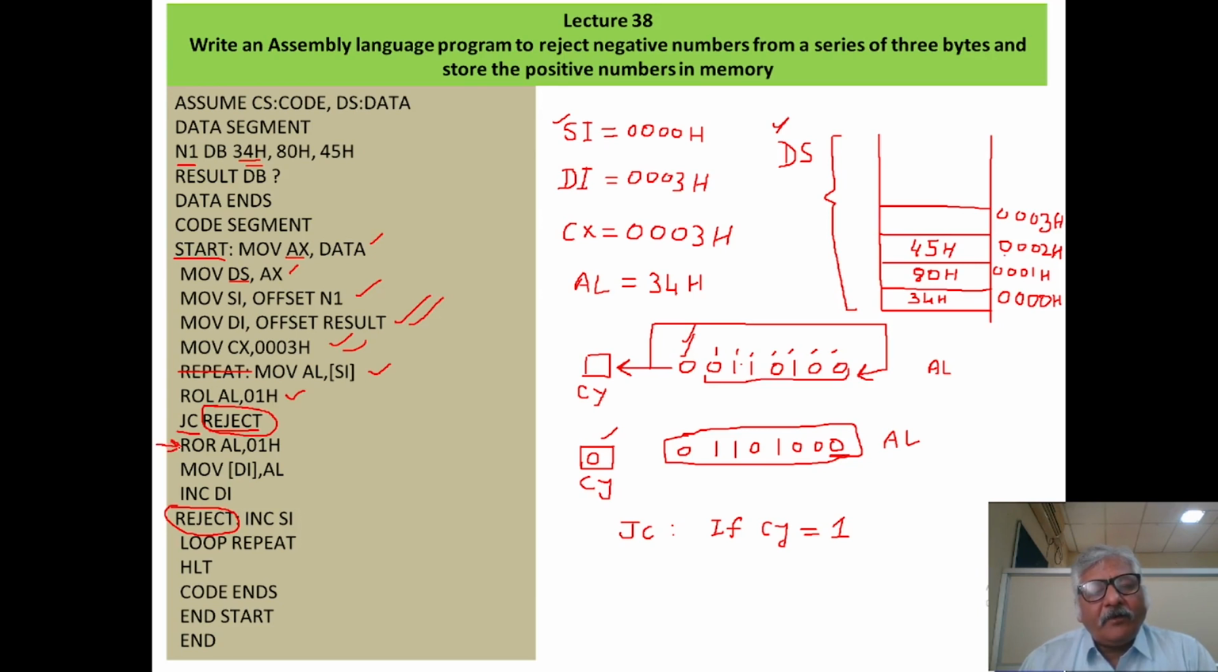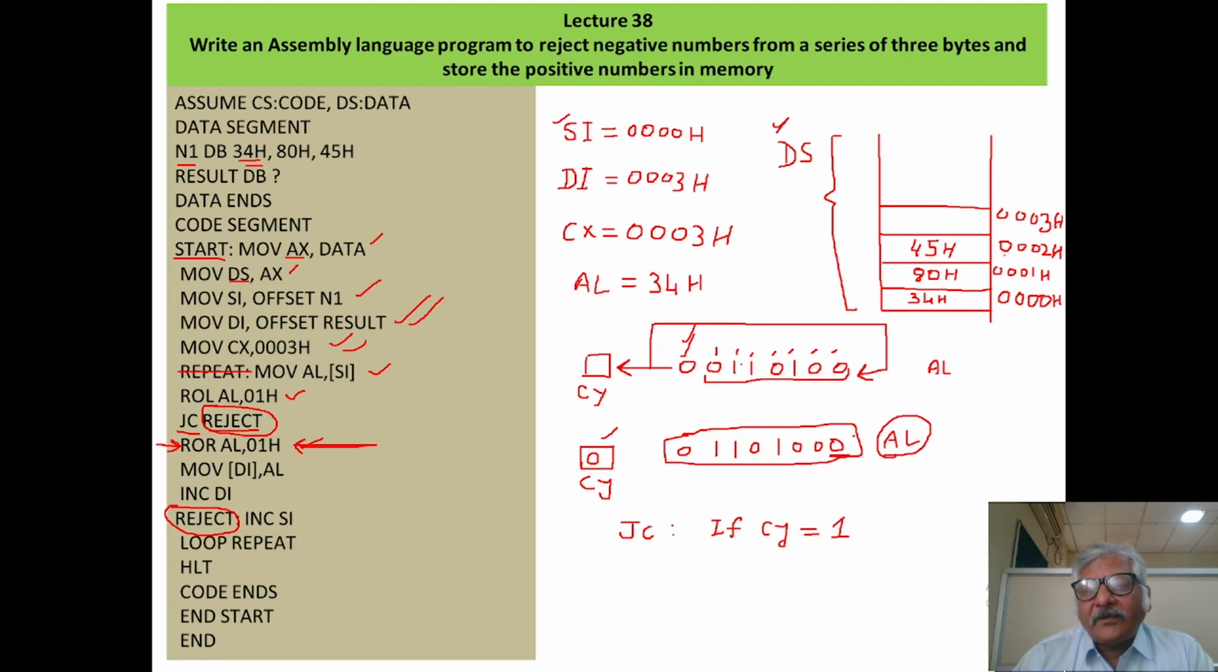Otherwise, if the carry flag is 0, then the program will come to this instruction. So we are coming to this place only if the number is positive. If the number is negative, then we will definitely not come here. We will go to the reject label. But now we come to this place, which means the number is positive and we have to store that number.